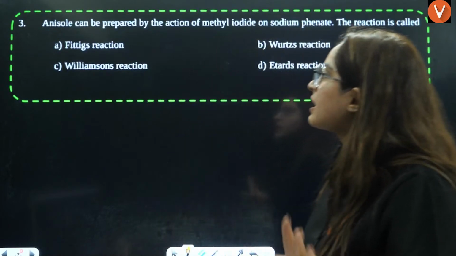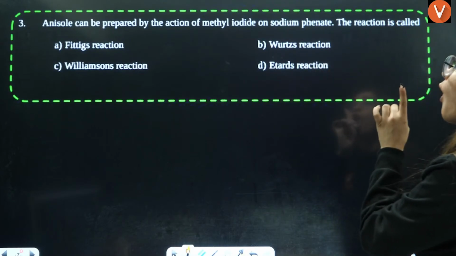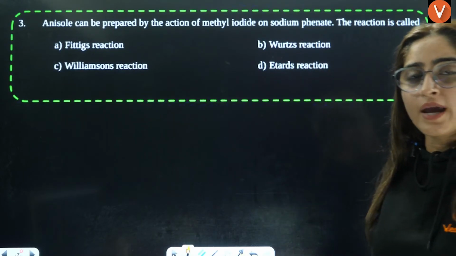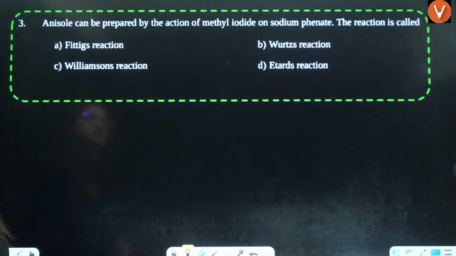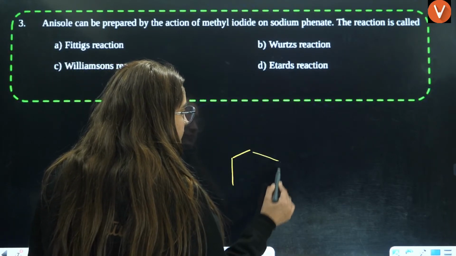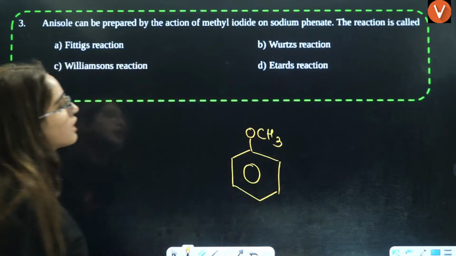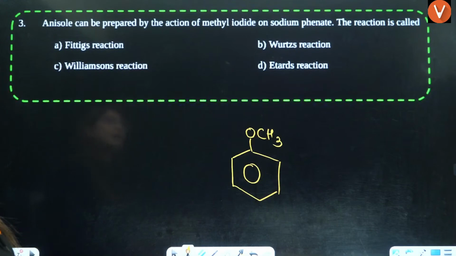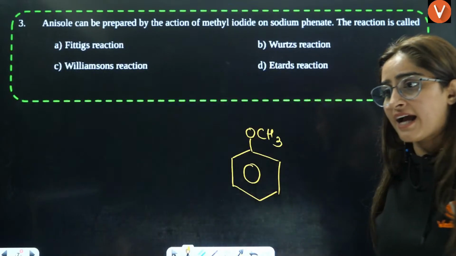Here the answer is D. Next: anisole can be prepared by the action of methyl iodide on sodium phenate. Okay, here it is sodium phenate. The reaction is called which? Okay, anisole. That means they are saying that you have the formation of anisole from methyl iodide acting on sodium phenate, right? That reaction is called what? Fittig reaction, Etard's reaction, or Williamson reaction.